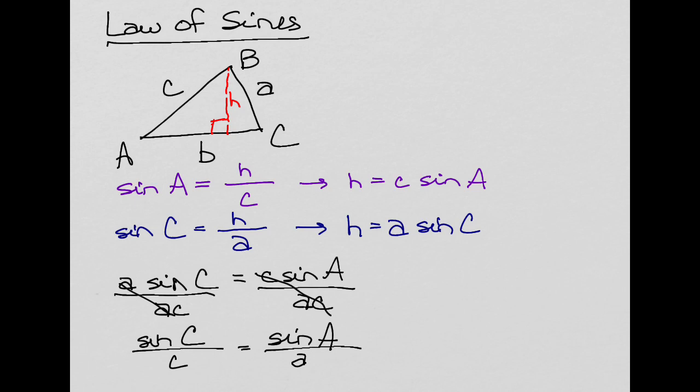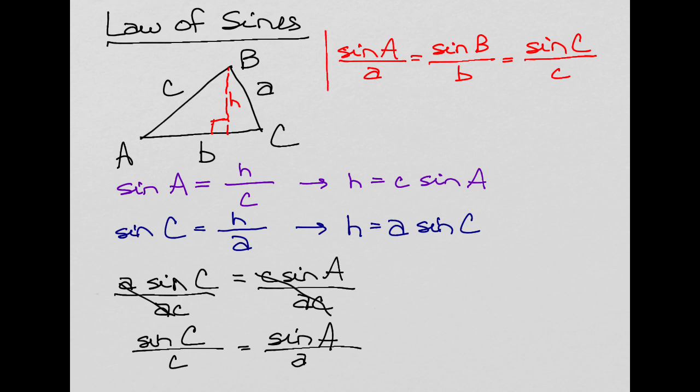So in the end, the law of sines says in any oblique triangle, any triangle, sine of A over A equals sine of B over B equals sine of C, not that, forgot the N, over C. And typically we use whichever two are convenient, but that's our statement of the law of sines.